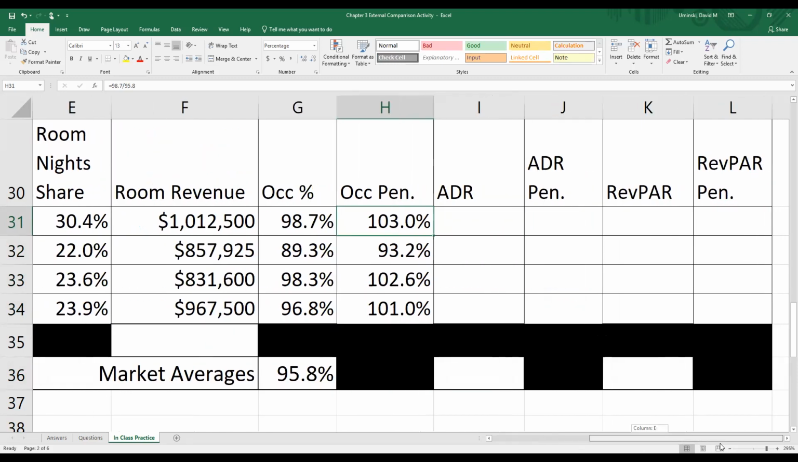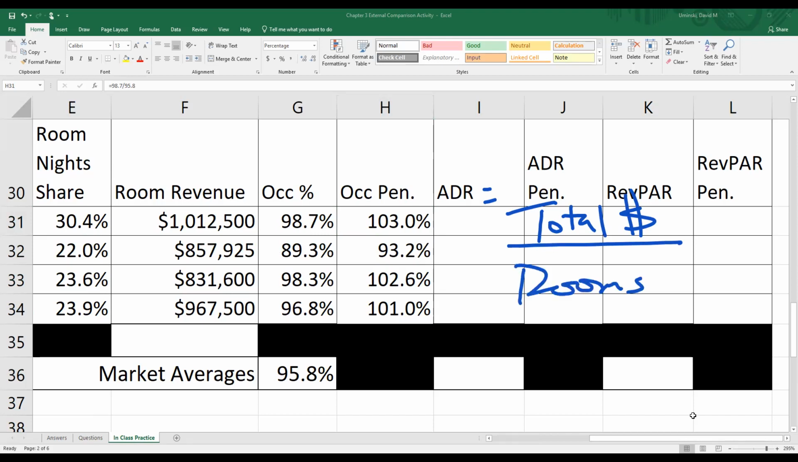So average daily rate. How do we calculate the average daily rate? ADR equals... not that one yet. So average daily rate is our total revenue, so our total money divided by what? The rooms that were sold, just the rooms that were sold.